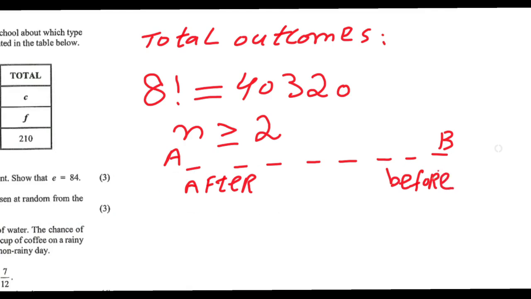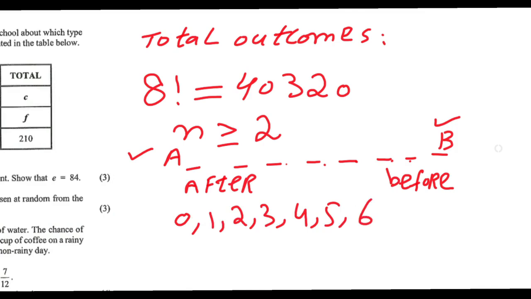So A is Andrew, B is Bongi. In between, how many are left? 1, 2, 3, 4, 5, 6. Which means the total number of runners between Andrew and Bongi can range from 0 to 6, since two positions are taken by Andrew and Bongi. So we got 0, 1, 2, 3, 4, 5, 6. From 0 to 6, that is the range.